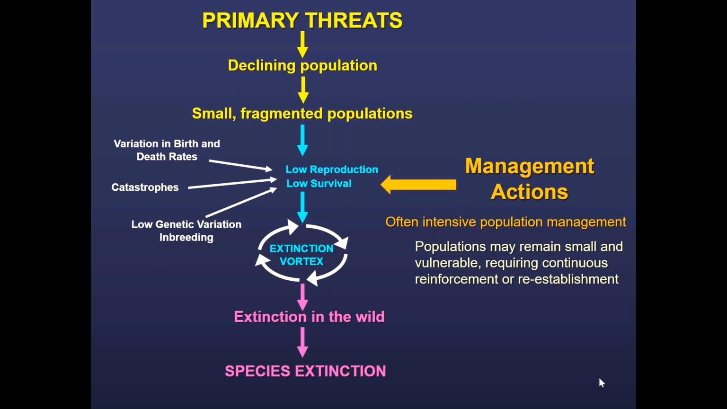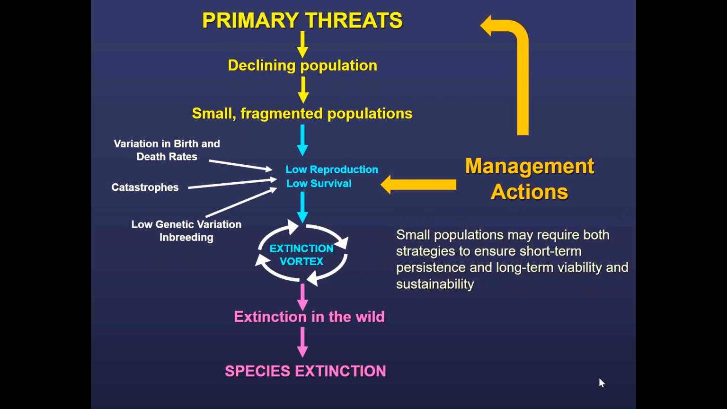On the other hand, if we only deal with populations by, for instance, supplementing them continuously in the wild, and we don't deal with the primary threats, you'll always need to do this continuous reinforcement in order to have the population sustainable. And so often we need management actions along all these parts of this continuum to make sure we don't lose a population short term, but we also can maintain it long term in the wild.